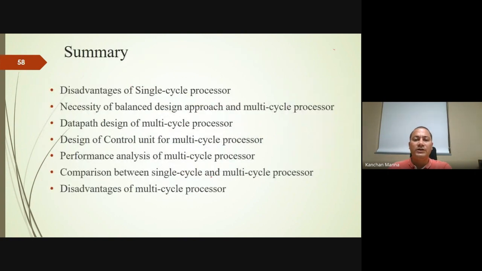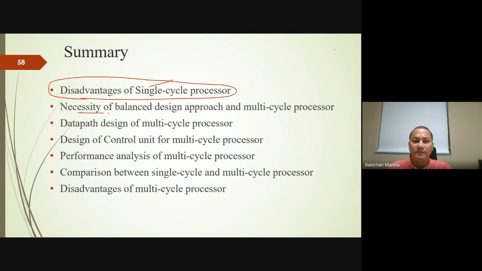So what have we learned from this course? This is the summary that we learned from this lecture. We have seen the disadvantages of the single cycle processor. Here we are using more resources and the clock period is more, and each instruction is taking the same amount of time that is taken by the slowest instruction. In this lecture, we have discussed the LW, and that is the slowest instruction. That means all the instructions are taking the same amount of time that LW is taking.